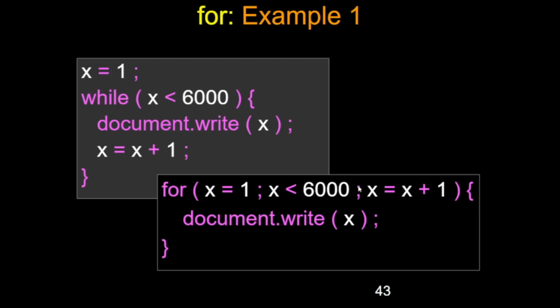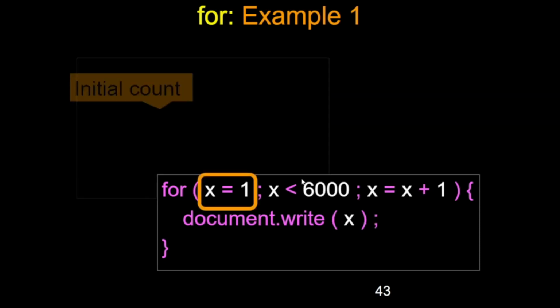Within the curly braces I have written document.write(x). That means I have to print the numbers from 1 to 5999, because I have written document.write(x), and I have to update the condition all the time. Okay, so here's how your for loop will work.